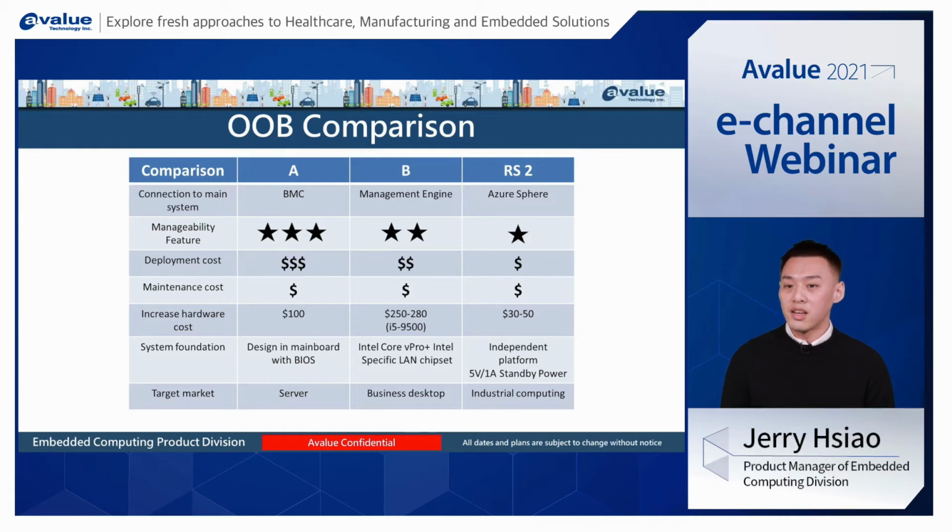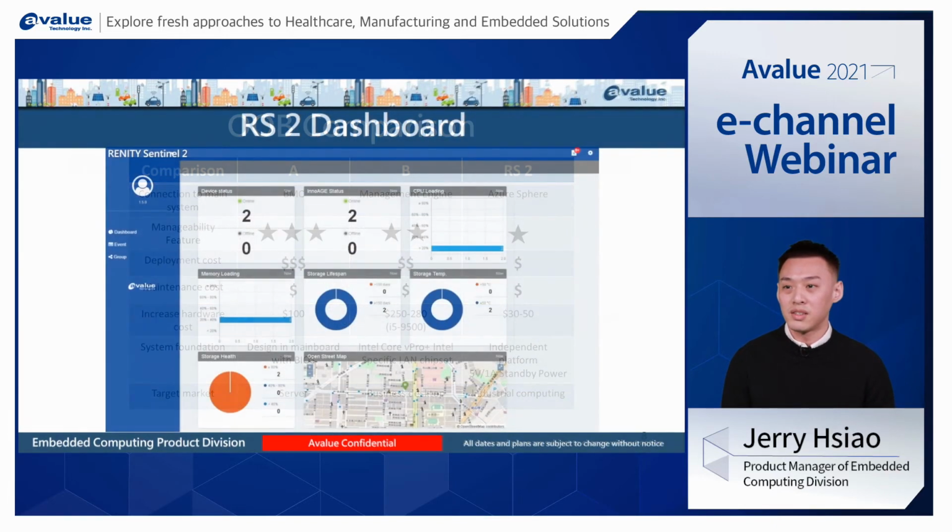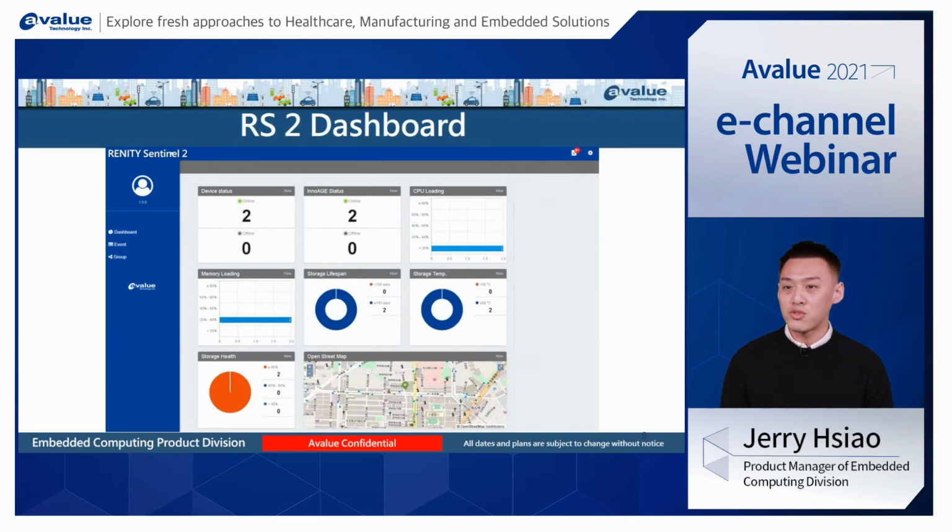For the extra cost, it's only about $30 to $50 depending on the storage capacity. And for the hardware, we only need to make sure there is a 5V standby power, and we can make RENITY Sentinel 2 come to real. Now you can see the dashboard of RENITY Sentinel 2 on this page. Through the web page, we can easily monitor the device information. For example, we can check the CPU loading, memory loading, and also the storage lifespan and health. So we can clearly get the system status and know when to change your SSD.